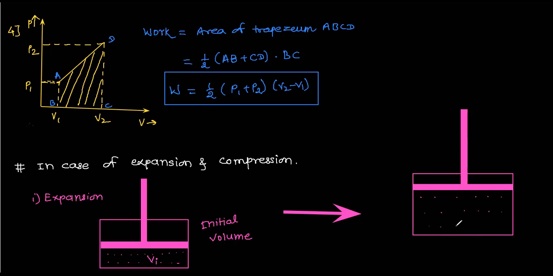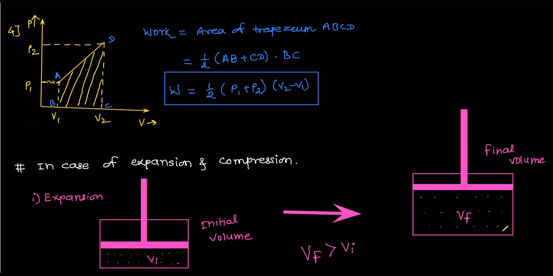So who will tell me now this time volume is more or less? So more volume. So this is Vf. What is this? Final volume. So here Vf is greater than Vi. Final volume is greater than Vi. That is called your expansion.